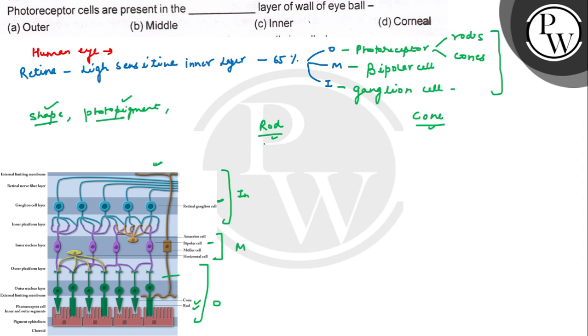If we talk about rod and cone now, rods allow us to see in dim light, and the cones allow us to see in bright light vision. Light vision means you can also call it highlight. Rod has rhodopsin. The photopigment present in the rod is rhodopsin, and the photopigment present in the cone is photopsin.